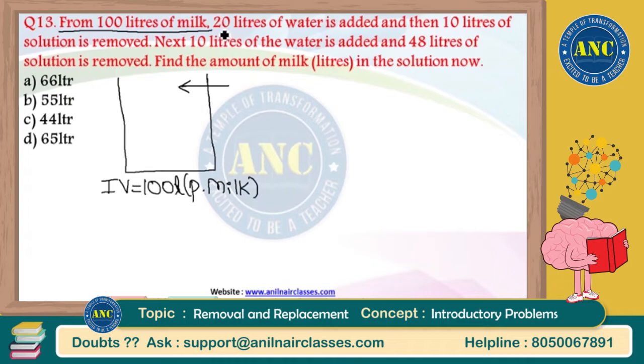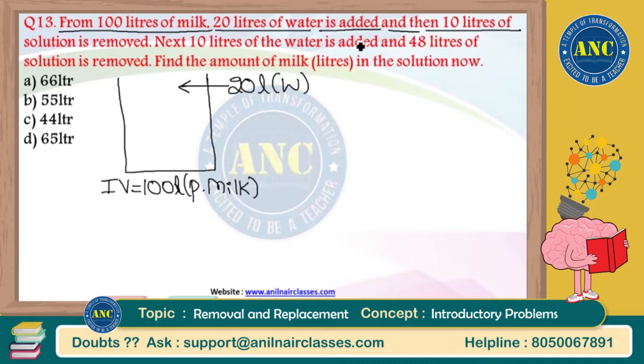Read the statement. 20 liters of water is added. That means the first operation itself says something is added. I am not removing something, but putting something into the vessel, as the first operation itself. Now 20 liters of water is added, and it becomes a solution. It is no more pure milk.